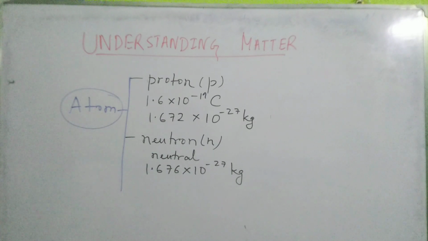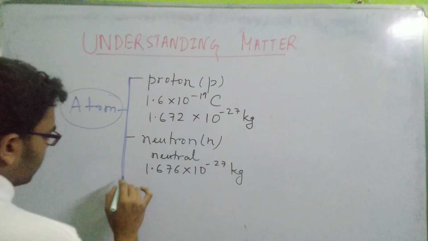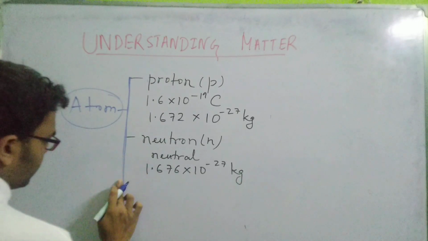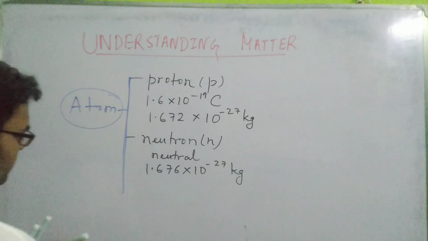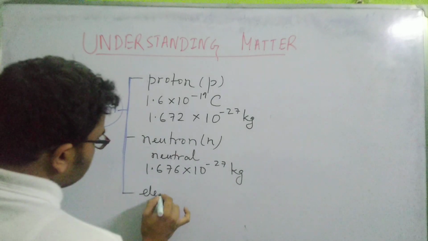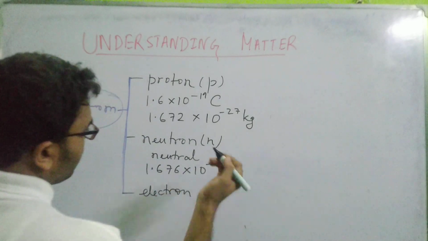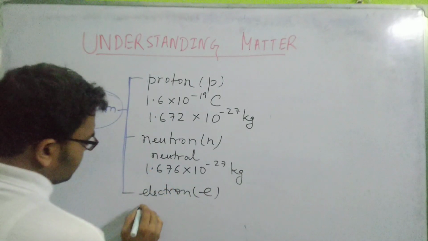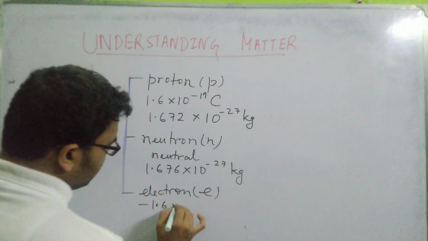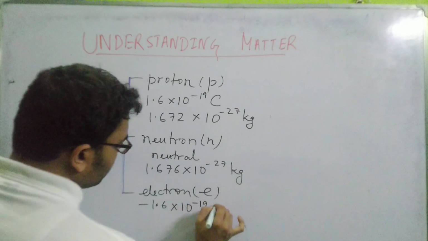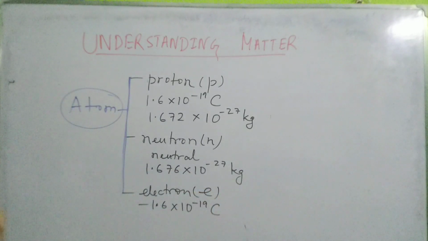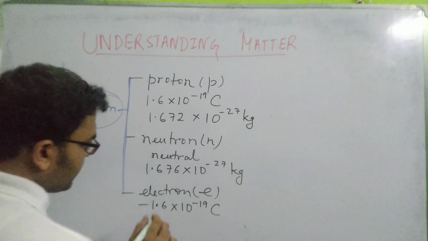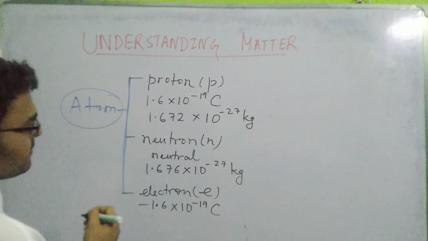And if we consider the electron, the third particle, these are the negatively charged particles. The electron has a charge of minus 1.6 × 10^-19 coulomb. If you consider the charge of a proton and an electron, they are exactly the same in value but have opposite signs. One is positive and the other one is negative. And if you consider its mass, it is quite less.